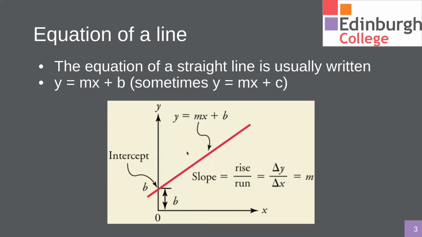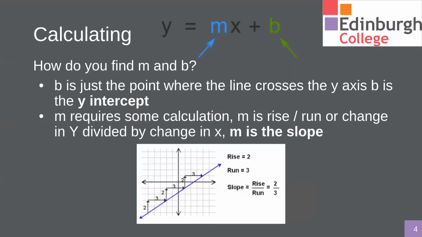Okay, so the equation of the line is the y, the value of y. And if you imagine we plotted out our x and y coordinates on a graph, the value of y is equal to the slope of the line multiplied by the value in x plus b. And b is the point at which the line crosses the y-axis, called the y-intercept, and m is the slope of the line, which is calculated by the rise divided by the run.